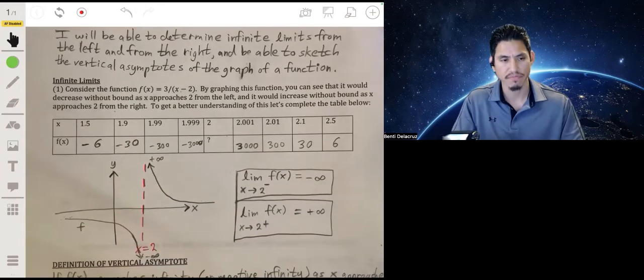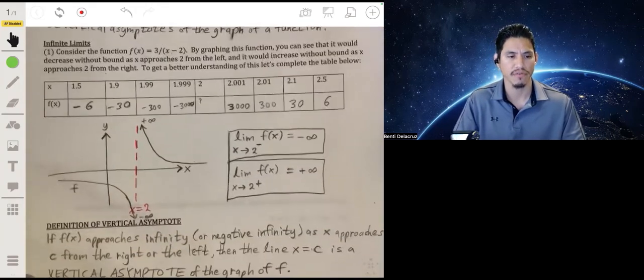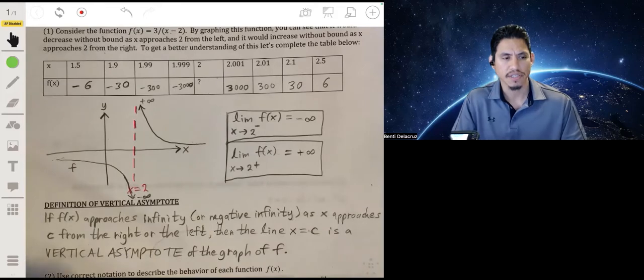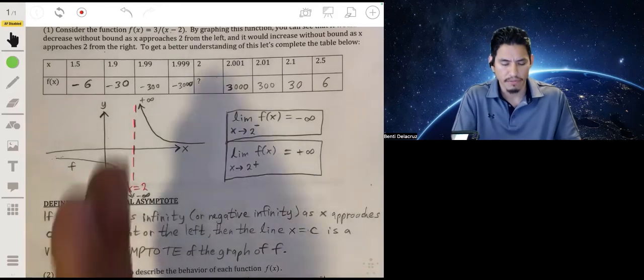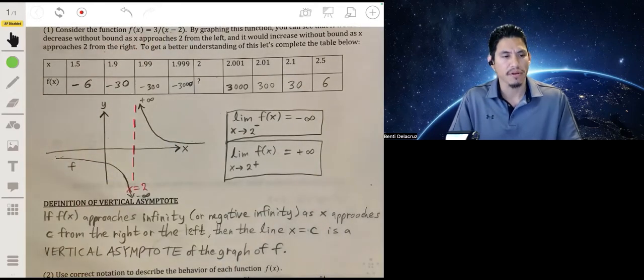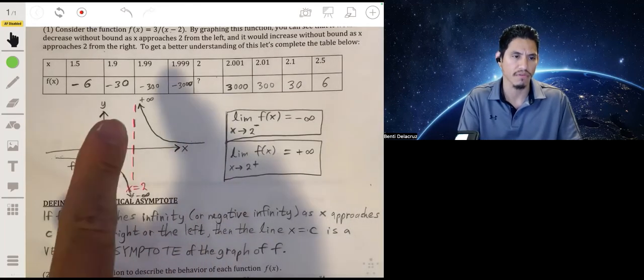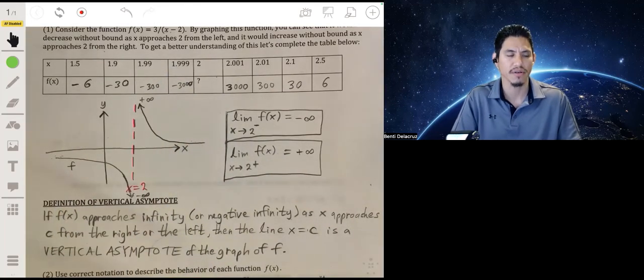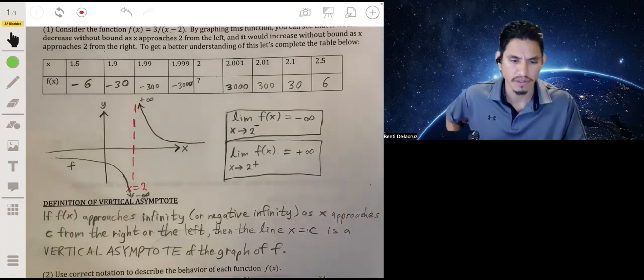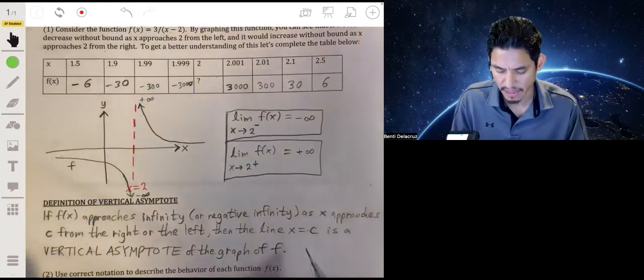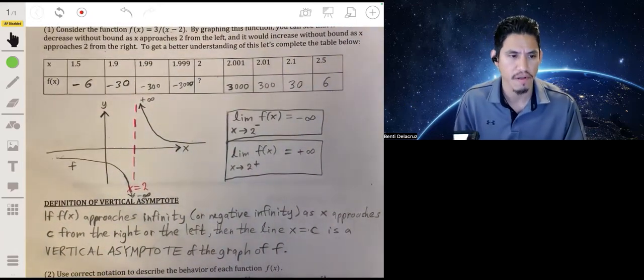And let's now recall the formal definition of a vertical asymptote. It's essentially a line where the function approaches infinity or negative infinity as the graph of the function gets infinitely close to it. So in general, we'll say that the asymptote has an equation x equals c.